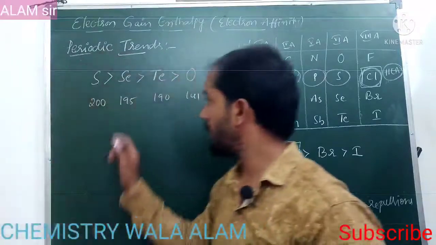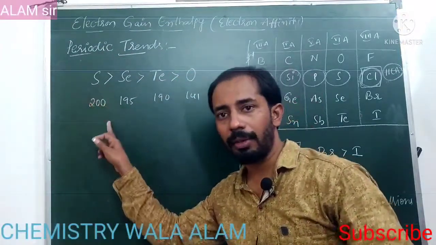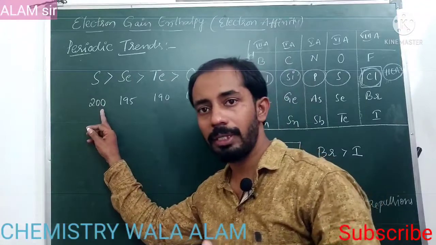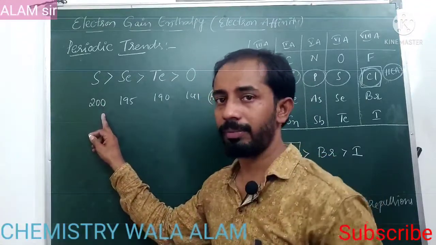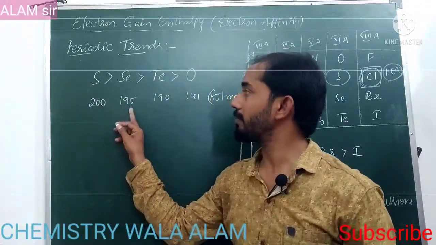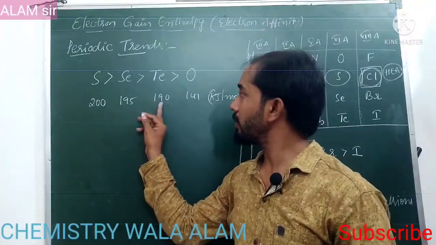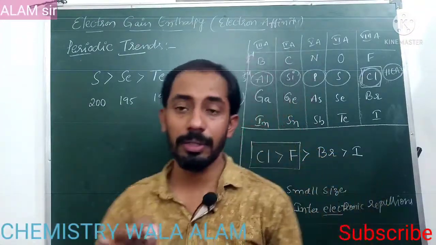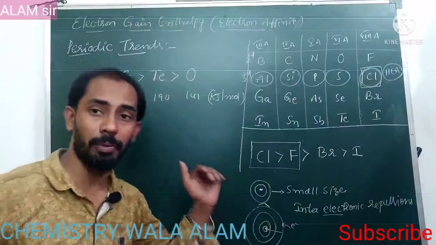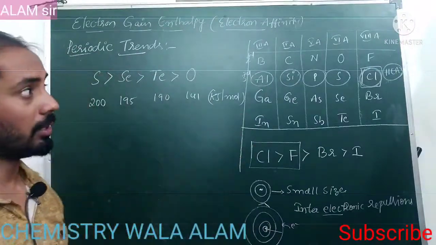Kilojoules per mole means that when sulfur gains an electron, the amount of energy released is 200 kilojoules. The next one is selenium at 195 kilojoules, then 190, and oxygen is 141. The elements are arranged in order based on the amount of energy released.